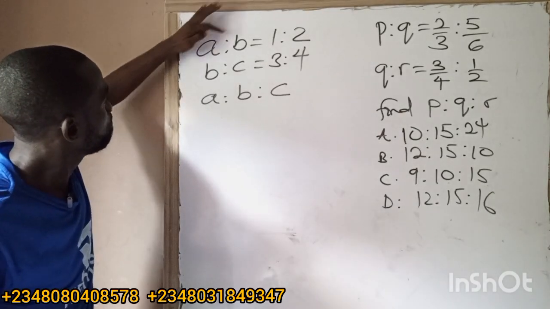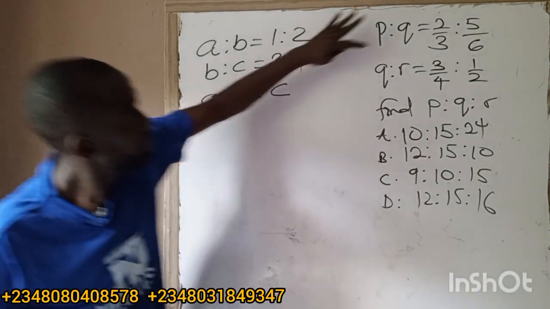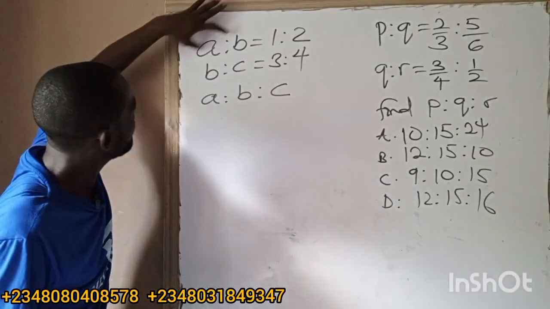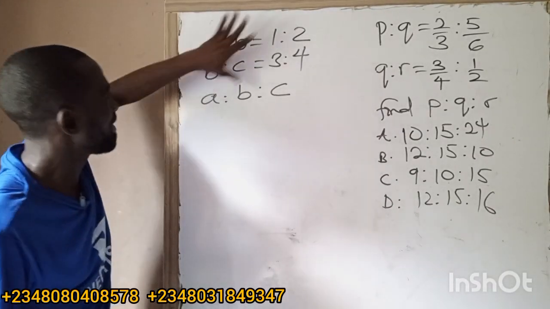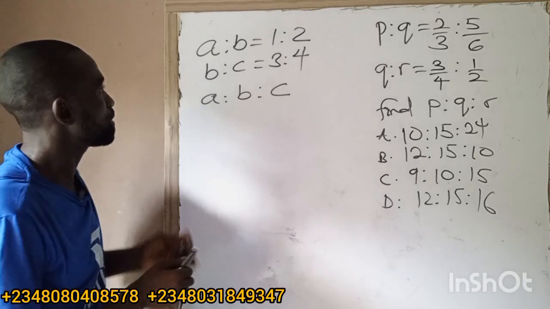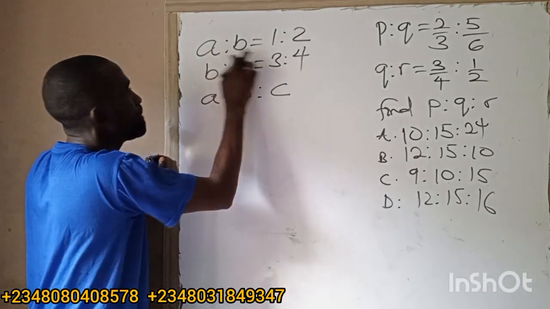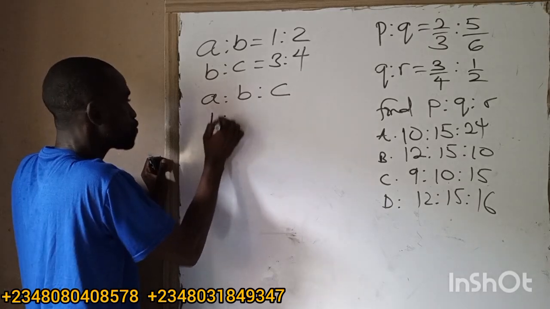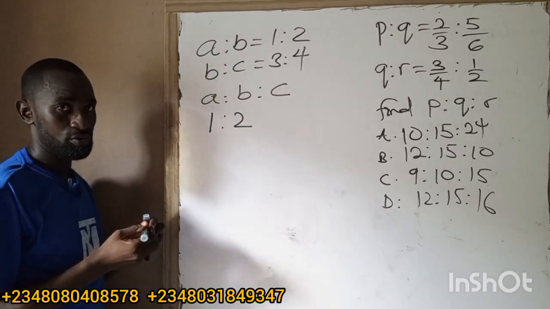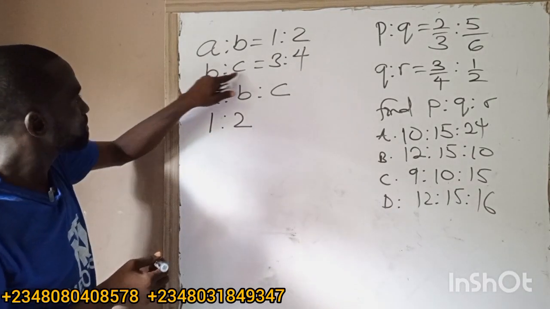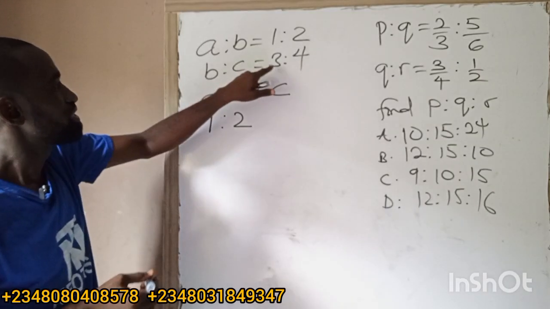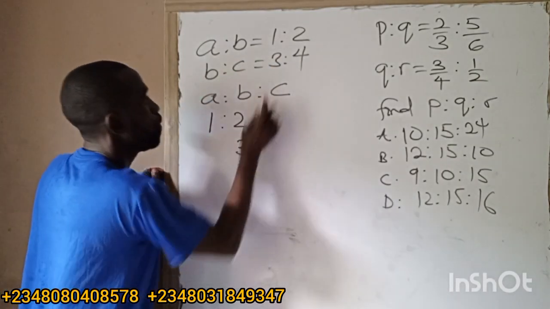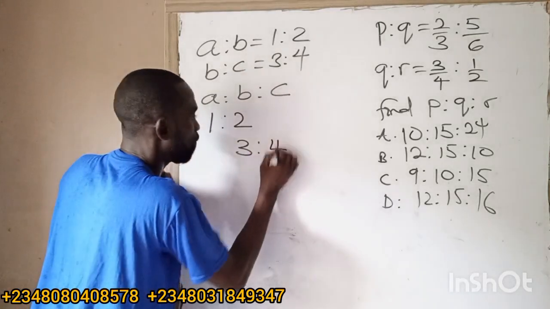See the way we do it. B is common, just as Q is common here. So what we're going to do is write this out under their respective columns. A ratio B is 1:2, so I write 1:2. The next one is B ratio C, which is 3:4. Where is our B? This is our B, so I write 3. Where is our C? This is our C, so I write 4.